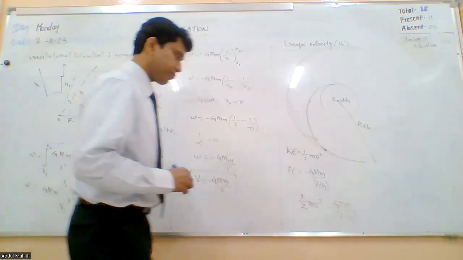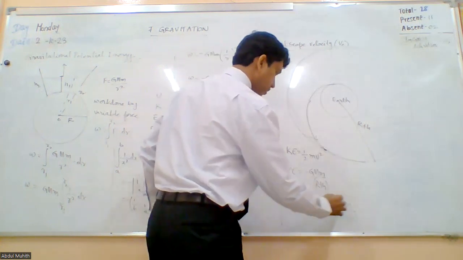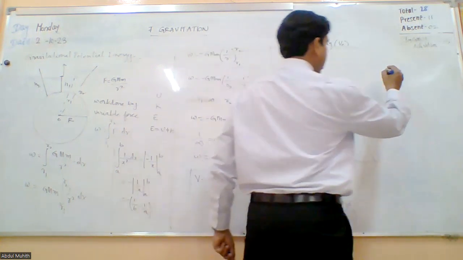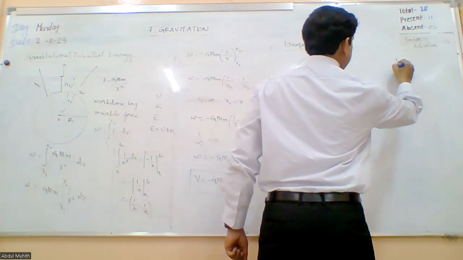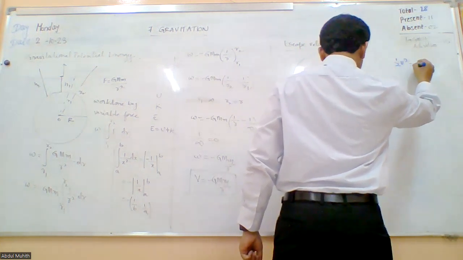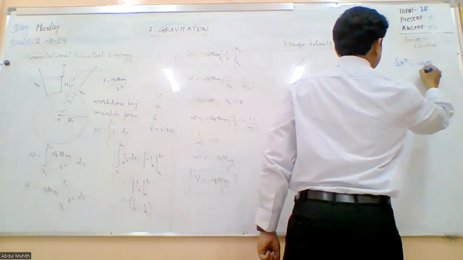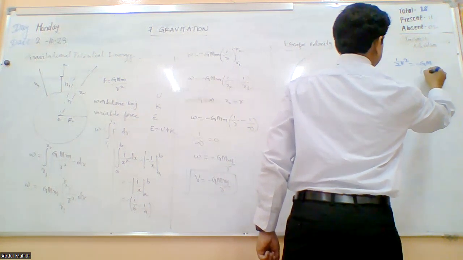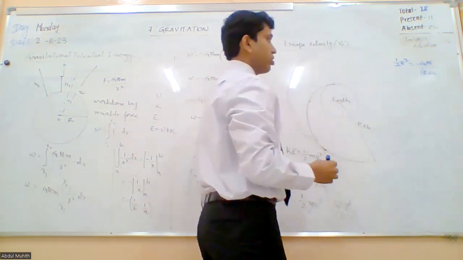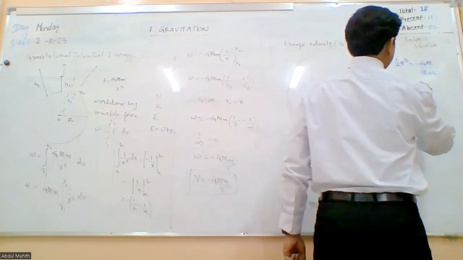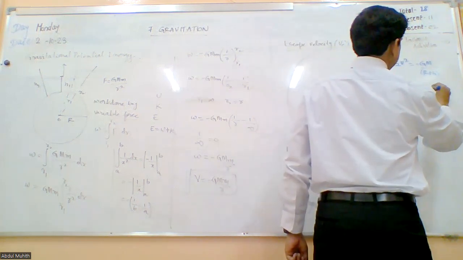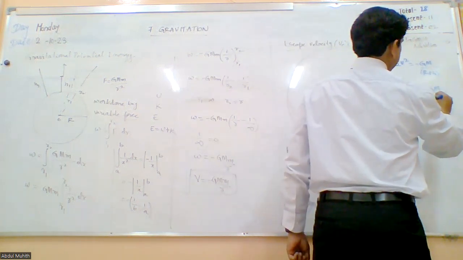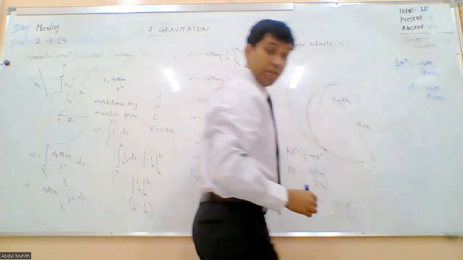Now small m will go away. What else is left now? Half v square is equal to minus G capital M by R plus h. Is that clear? Cross multiply now. v square is equal to how much? Minus 2GM by R plus h.